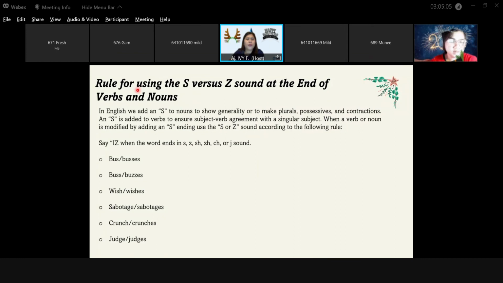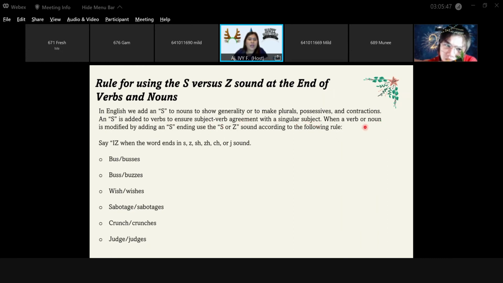Okay. Rule for using s versus z sound at the end of verbs and nouns. So as you can see, some people will say "is" instead of "ease", but teacher, the spelling is i and s. It should be "is". So in English, we add s to nouns. Okay, nouns. You know what is a noun? To show generality or to make plurals, like dog, dogs, girl, girls, boy, boys. Possessives and contractions. An s is added to verbs to ensure subject-verb agreement with a singular subject.